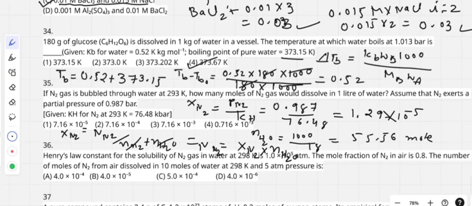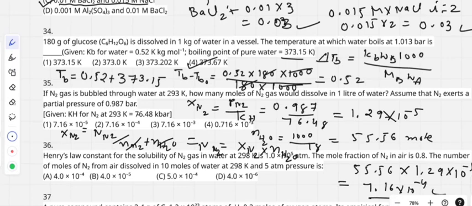Already you have 55.56 multiplied by 1.29 into 10 raised to minus 5. We get the answer 7.16 into 10 raised to minus 4. So the option is 7.16 into 10 raised to minus 4, or you can write it as 0.716 into 10 raised to minus 3. So both option 2 and 4 are correct.